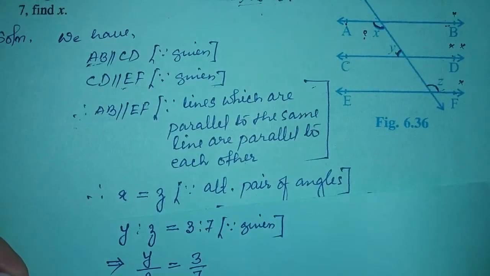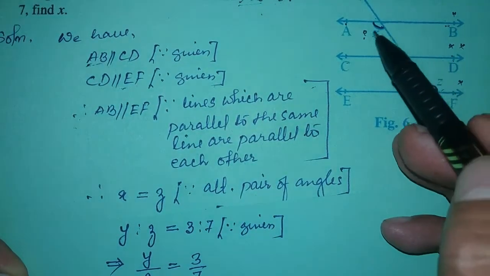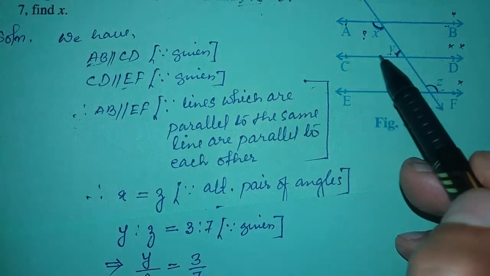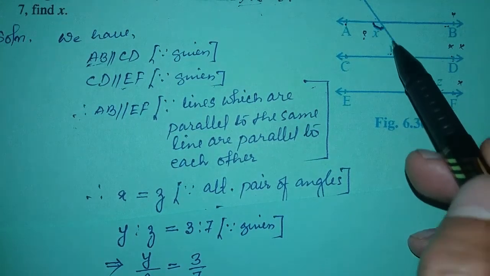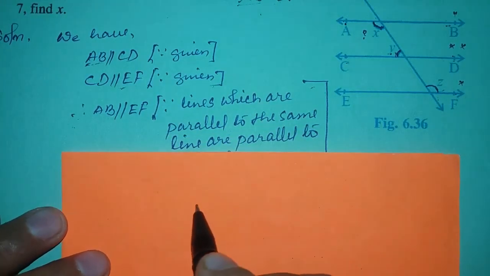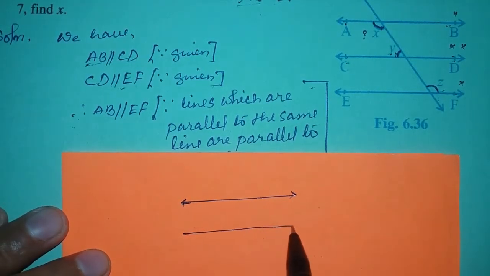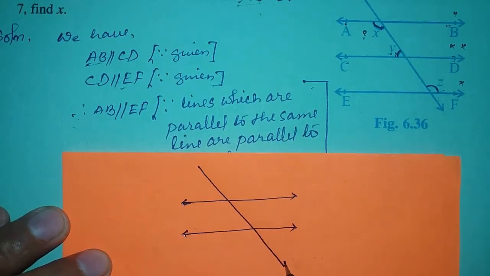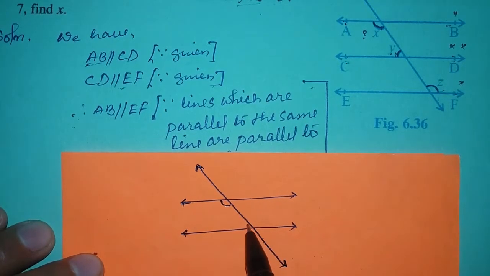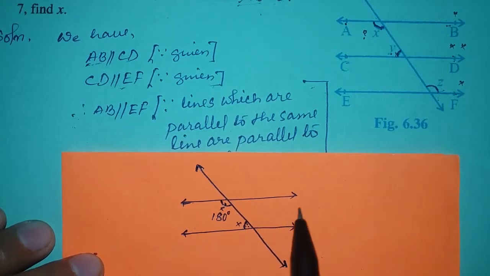Now this x and y, these are angles on the same side of this transversal. So these are interior angles on the same side of this transversal. So since these two lines are parallel, the sum of these two angles is 180 degrees. That is, they are co-interior angles. If a transversal cuts two parallel lines, then the interior angles on the same side are supplementary. That is, if we take these two angles, which are interior angles on the left hand side of this transversal, then these two angles are supplementary, which means if you add these two angles, you will get 180 degrees. Okay, that is what we have already discussed.